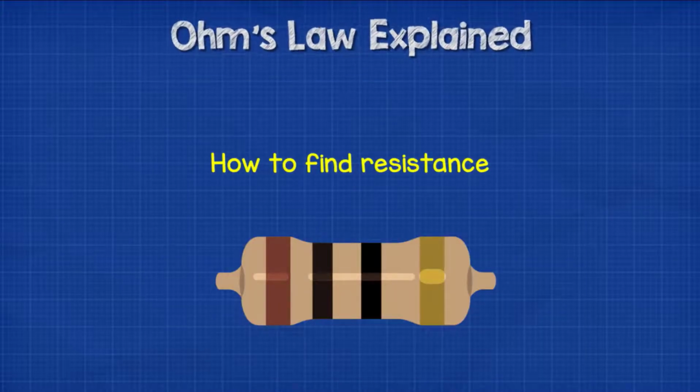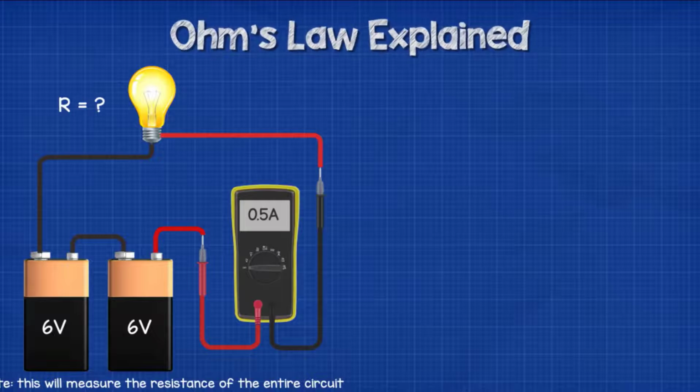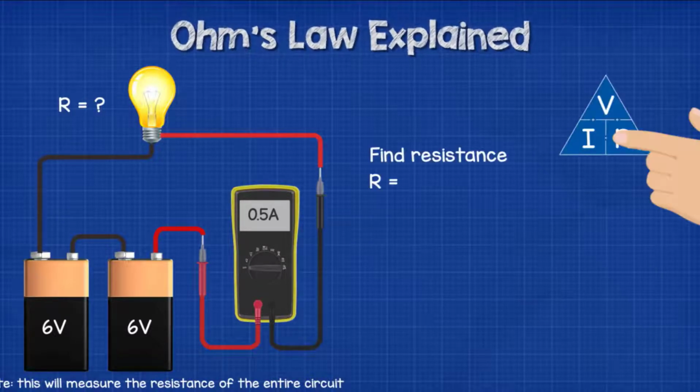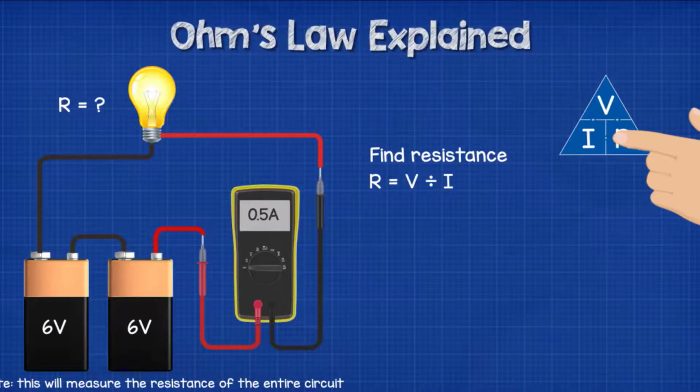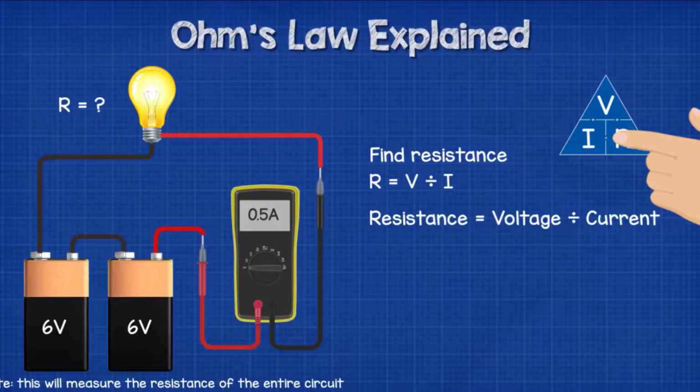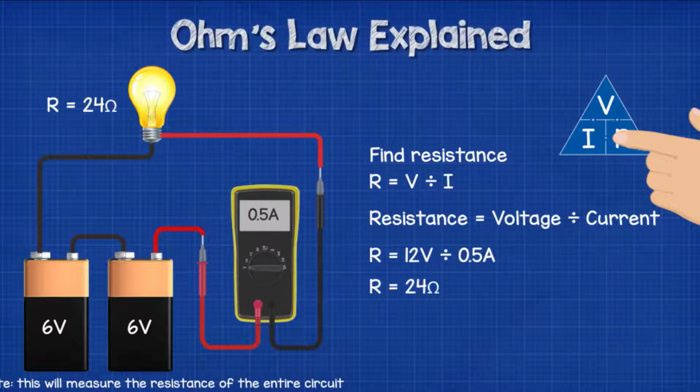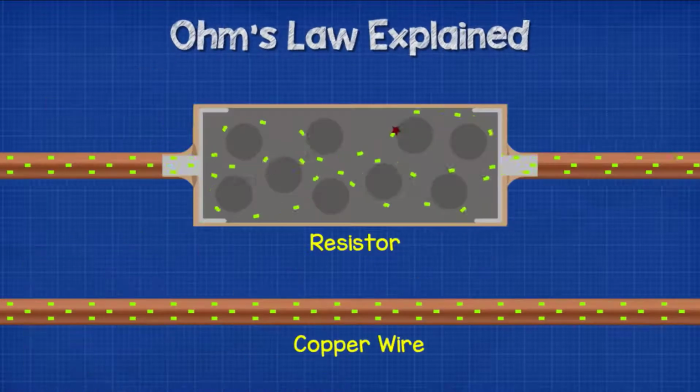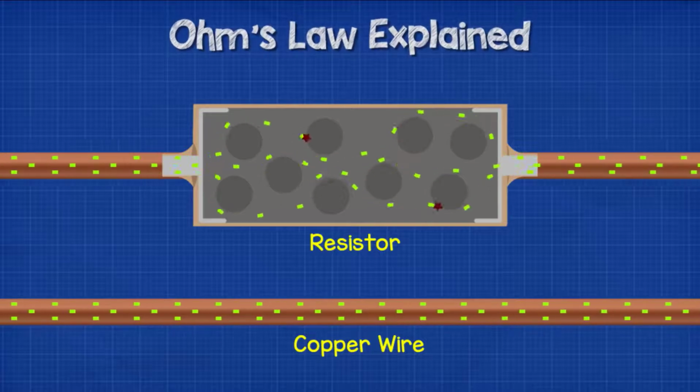Okay, now let's look at finding resistance. Say we have a resistive lamp connected to a 12 volt power supply. We don't know how much resistance is adding to the circuit, but we measure the current as 0.5 amps. To find the resistance, we write down R equals, and then we cover up the R in the triangle. We're left with V and I, so resistance equals voltage divided by current. We know the voltage is 12 volts and the current is 0.5 amps, so 12 divided by 0.5 gives us 24 ohms of resistance.